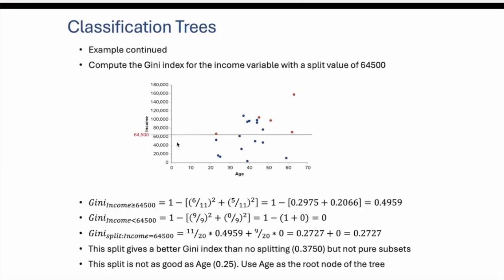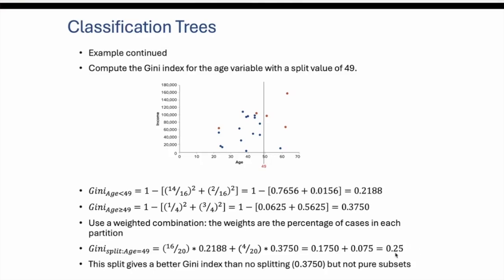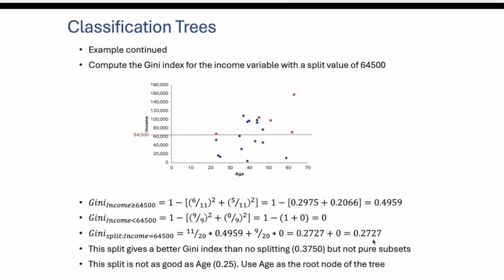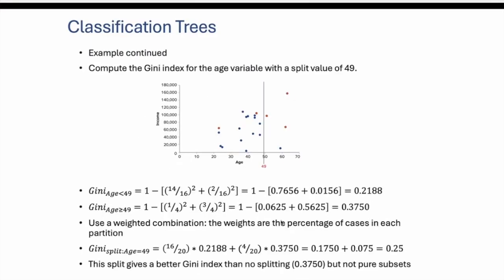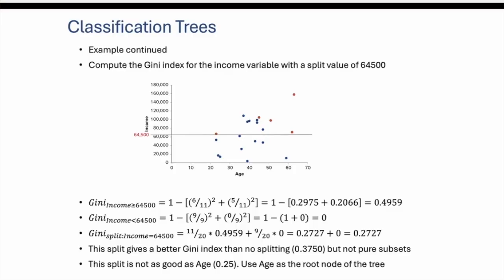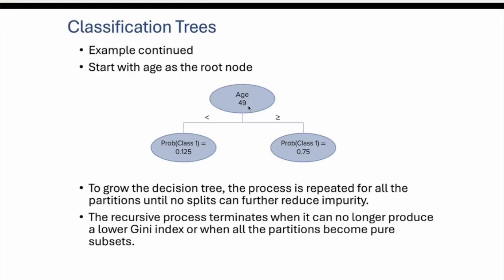What about the income? What if we split based on the income? And he found that the split value is $64,500. Is it going to be a better Gini index or lower? Actually, we got 27%. So we have the age at 25%, or 0.25, and this is 0.27, which is higher than 0.25. So if I want to start with any variable, it's going to be the age. The age is going to be my root node, not the income. And the split is going to be at 49. So this is my root.